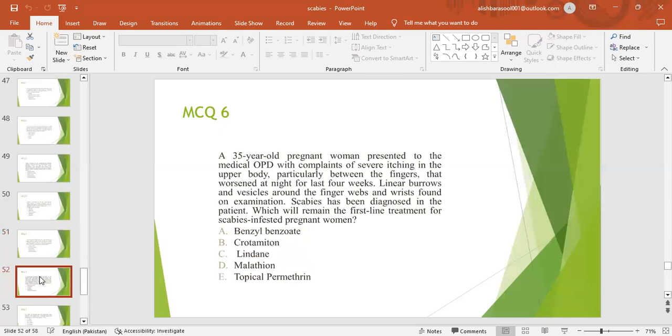A 35-year-old pregnant woman presented to the medical OPD with complaints of severe itching in the upper body, particularly between the fingers, that worsened at night for at least 4 weeks. Linear burrows and vesicles around the finger webs and wrists were found on examination. Scabies has been diagnosed in the patient. Which will remain the first-line treatment for the scabies-infested pregnant woman? E is the right answer.